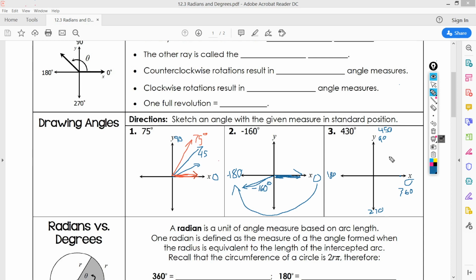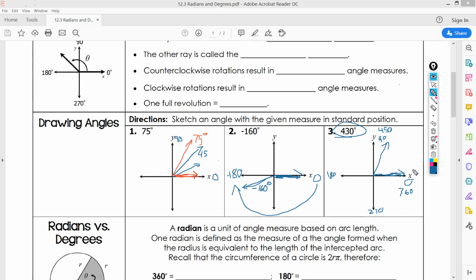And 430 degrees, if 450 is up here, well, then 430 is going to be a little less, right? So like this is 430 degrees. You might say it looks kind of like 75 degrees, right? Like this angle and this angle look kind of the same. Well, as your degrees go up, you just keep going around the circle.